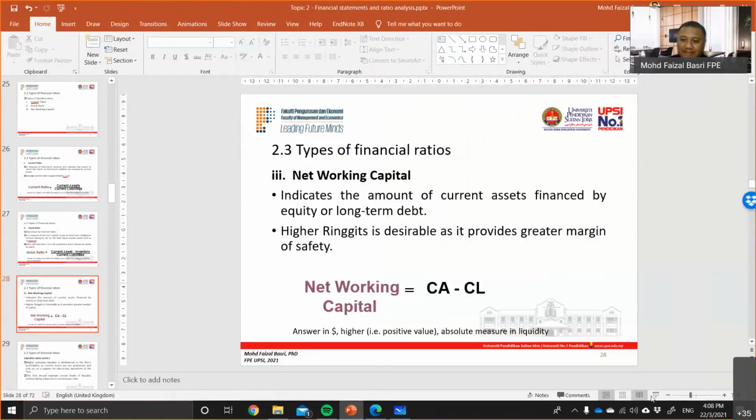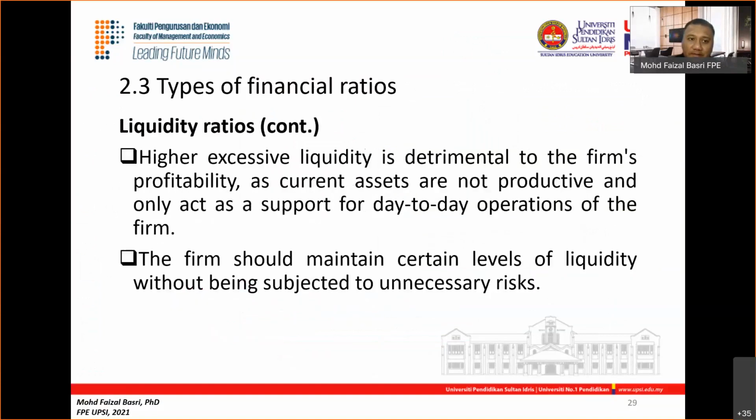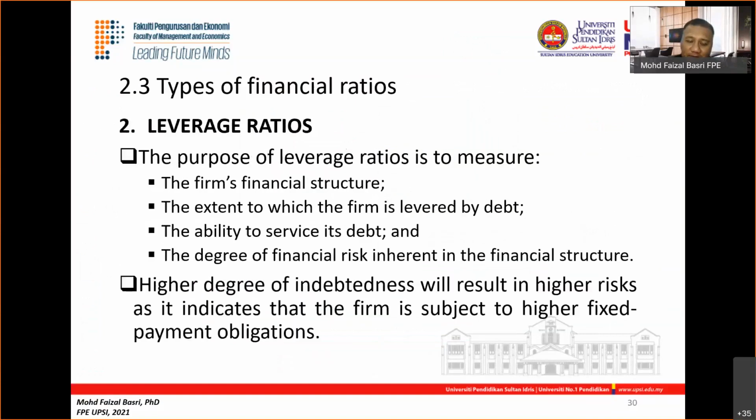So that's our first category. First category, we have three ratios. I recap: current ratio, quick ratio, and also net working capital. So let's move on to the second category, which is leverage.